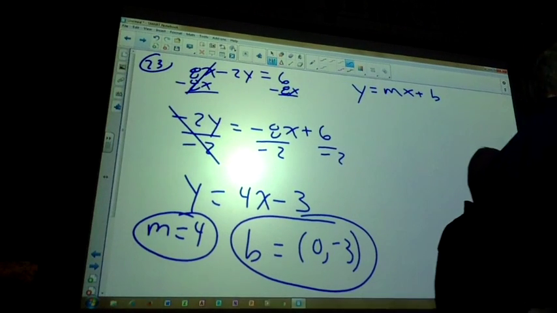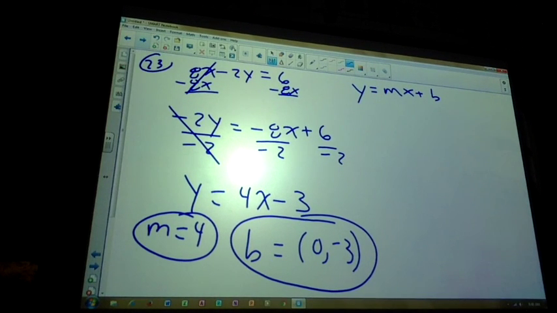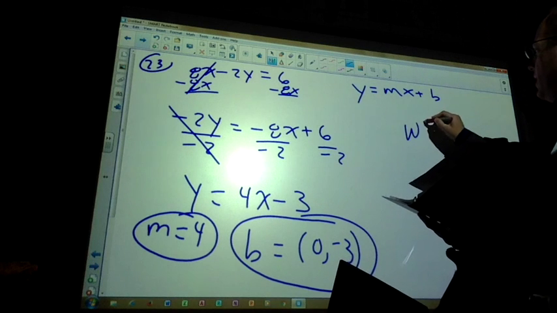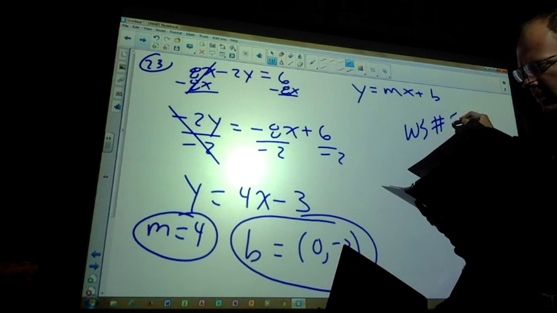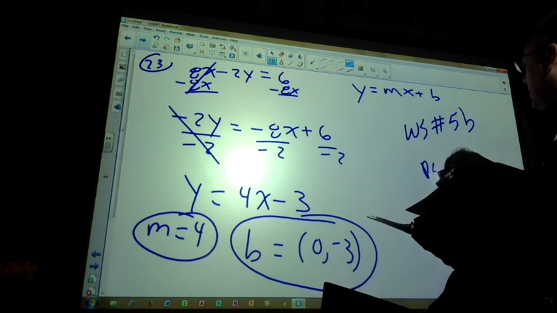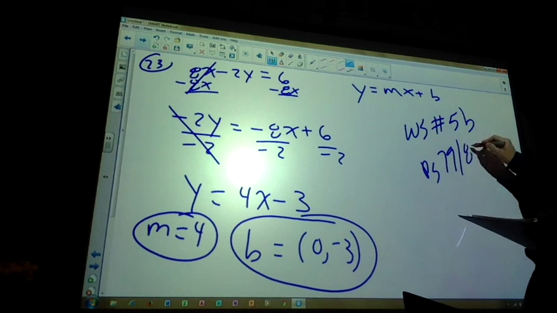That's it. All right. Go ahead and pass that one forward. Your homework, which I'll give you the opportunity to start, is going to be page 79, page 80. So worksheet number 5B, which is page 79 and 80.